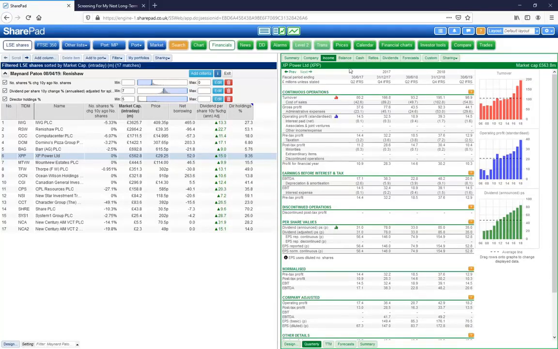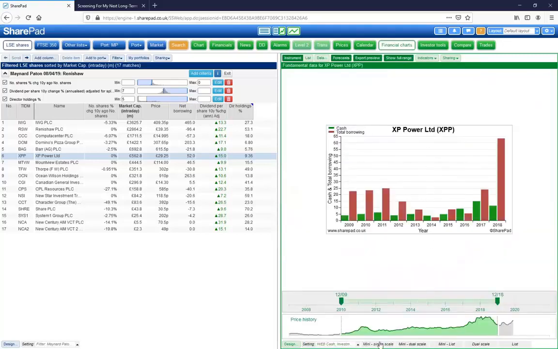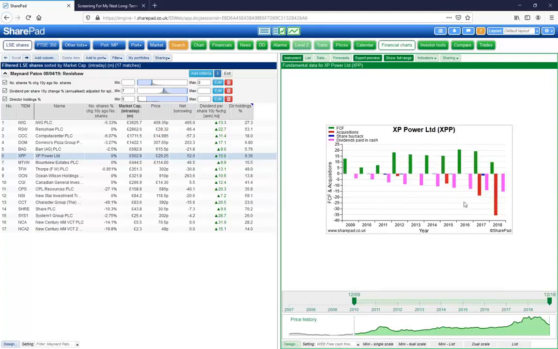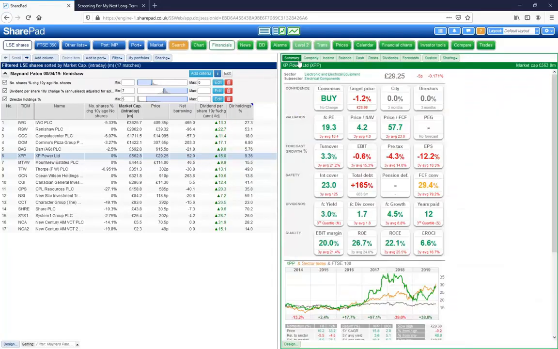So we can use this chart. I'm going to show you this one as well. This puts the acquisitions into perspective. The green bars are free cash flow, the pink bars are dividends, and the red bars are the amount spent on acquisitions. You can see large amounts spent on acquisitions compared to free cash flow. The other issue from the summary was this free cash flow conversion.